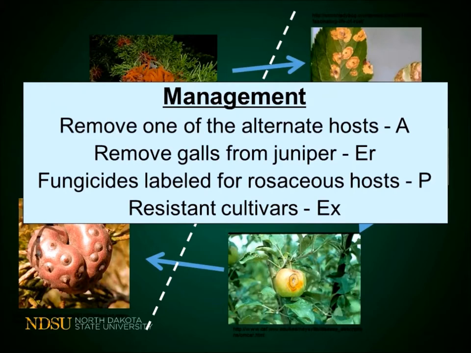This might work, but you have to remember that these spores are spread through the wind, and so if your neighbor has a bunch of junipers, and you've gotten rid of your junipers, those spores are going to spread from those junipers onto your crab or your apple trees. So it's really important that unless you're willing to go into your neighbor's yard and kill all their juniper plants too, and so on, it's not necessarily going to be that effective a strategy.